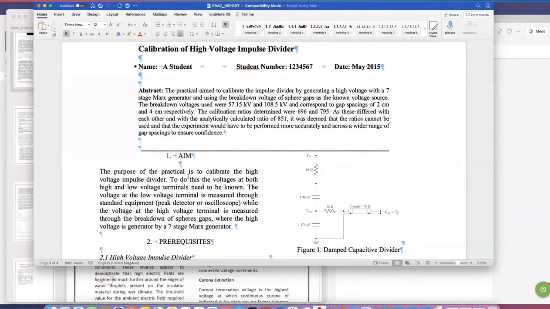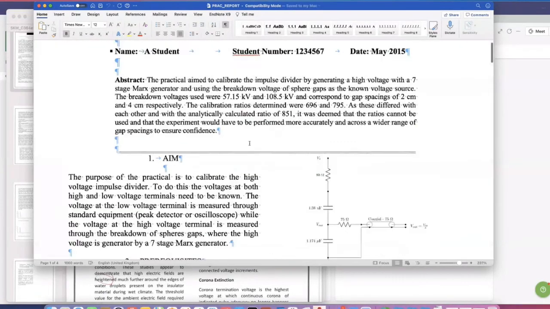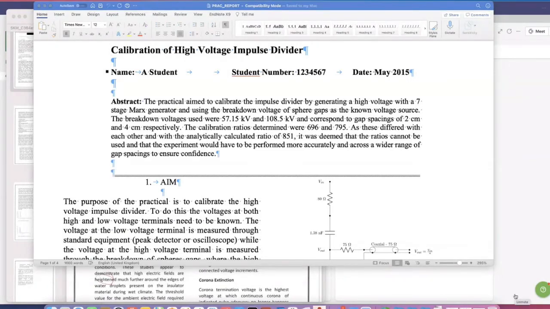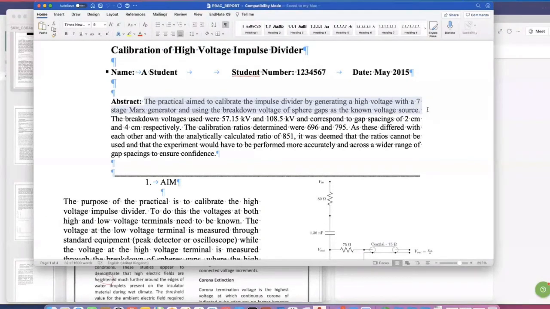Right, so this is a report from a couple of years ago. This practical was looking at the calibration of a high voltage impulse divider. So I want you all to try and read that abstract. I'll give you a couple of minutes. Right, so in this practical, what actually occurred here is that we've got a high voltage impulse divider, and we didn't know the ratio of the high voltage to the low voltage, and we used a calibration method. So basically, that's what it says in that first line.